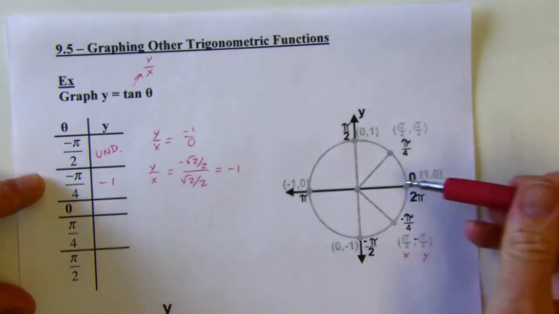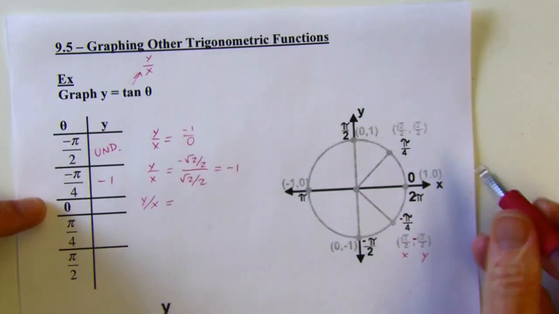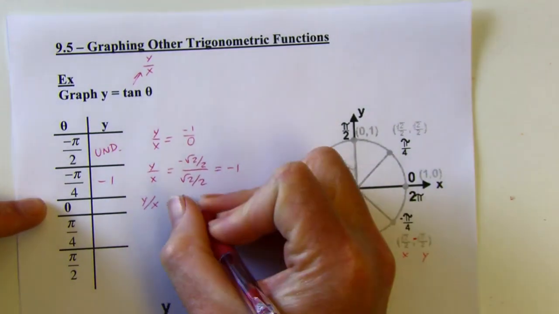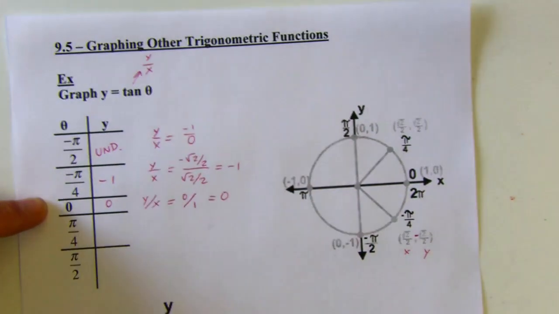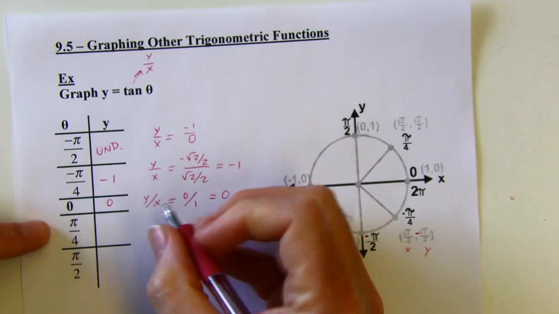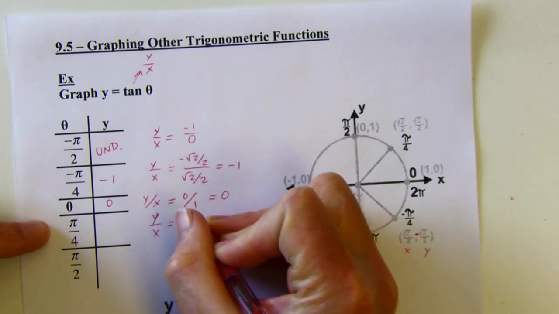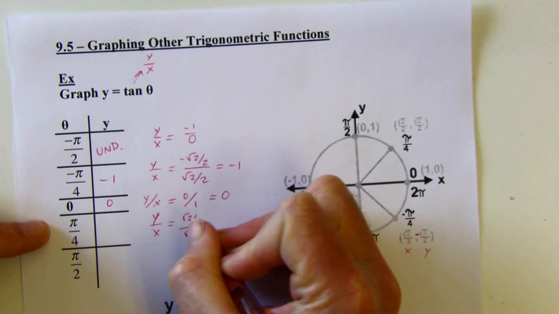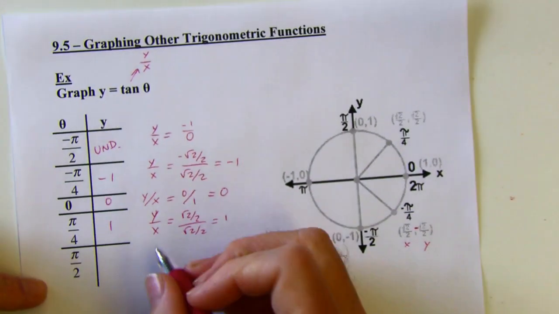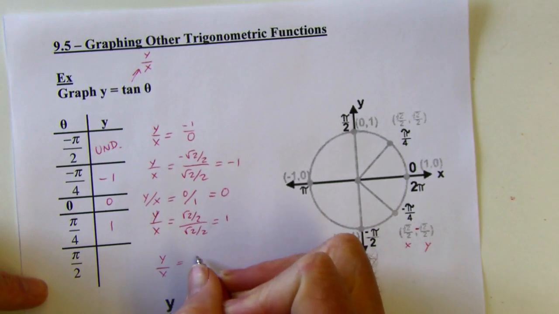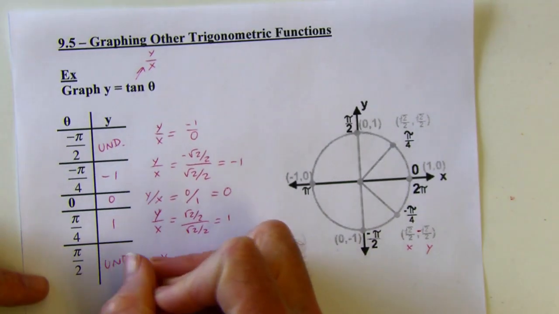Okay. When I'm at 0, y over x, I'll just do that like that because I don't have much space. But my y is 0 and my x is 1. So 0 divided by 1 is 0. Okay. Up here, y over x, I've got root 2 over 2 over itself. Anything over itself equals 1. Okay, and then finally up here, if I do y over x, I've got 1 over 0. Anything over 0 is undefined. So there's my critical points.